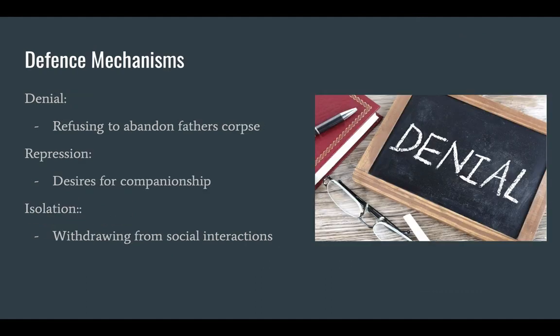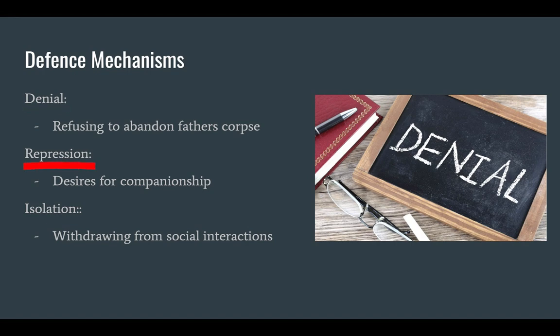Next, Emily displays defense mechanisms and coping strategies in the face of conflicts such as anxiety, depression, and isolation following the death of her father. The first is denial. Emily refused to let go of her father's corpse, denying the reality of his passing. This denial protects her from the pain of losing her father and allows her to keep the sense of connection she once had with him.